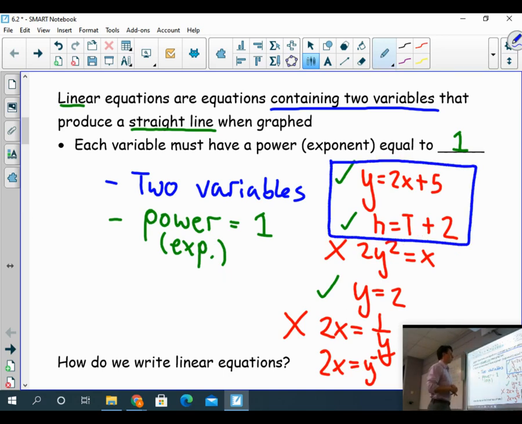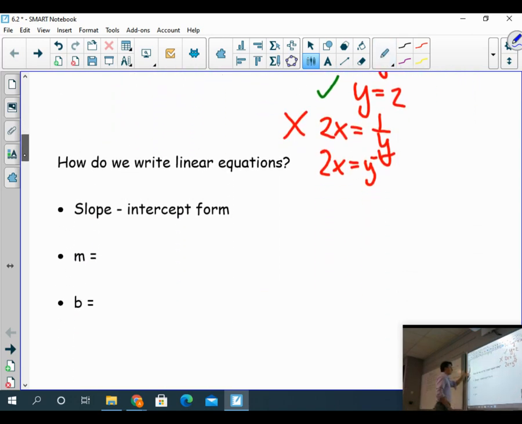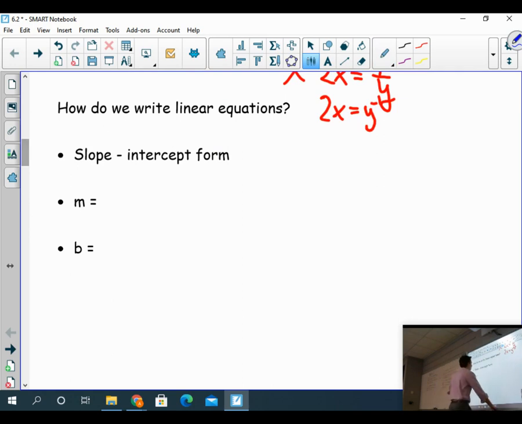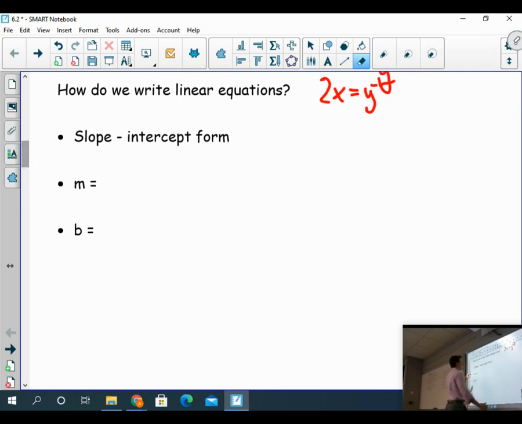Stuff with exponents, whether positive or negative, we'll learn about in later chapters, maybe even later subjects of algebra. So we've got a basis in linear equations now. The question is, how do we write linear equations? And you're going to learn in the next 3 sections that there are 3 different ways of writing linear equations, algebraically speaking. The first that we are going to learn about is slope-intercept form.